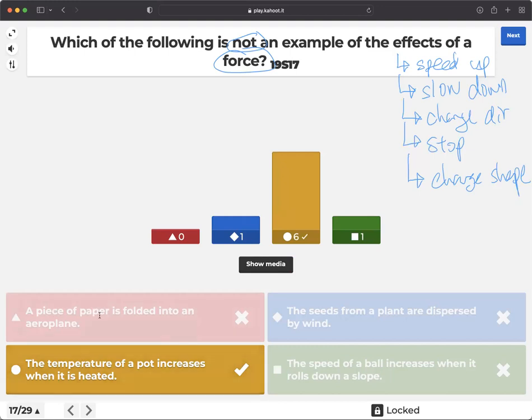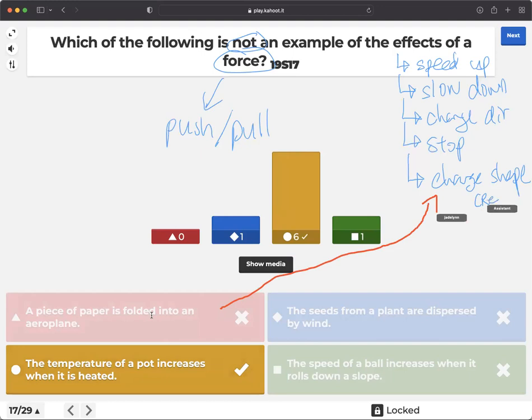Okay, so a piece of paper is folded into an airplane. And then you also need to know that force is either a push or a pull. So which one of these is the red? Red is change shape. Okay, good. Blue? Blue will be all this motion. How about green? The speed increase. So only the yellow is not an effect of the force.